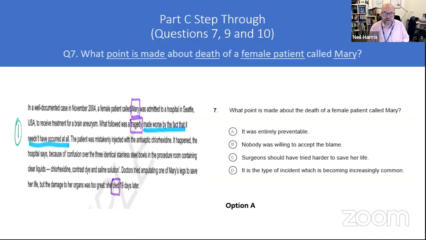So let's just quickly review what we did. We read the stem, and we identified the key points. We then looked quickly through the passage to see where we might need to start reading. And we saw Mary's tragedy died, so it's somewhere here. And then we asked ourselves, well, what in the text tells us what point is being made about the death? Why is it significant? And we found this passage, made worse by the fact it needn't have occurred at all, which we're then able to identify with option A.